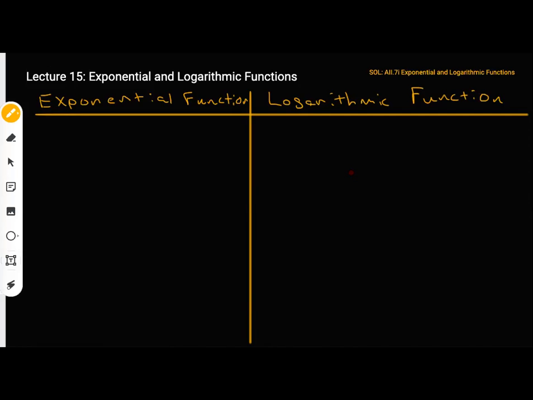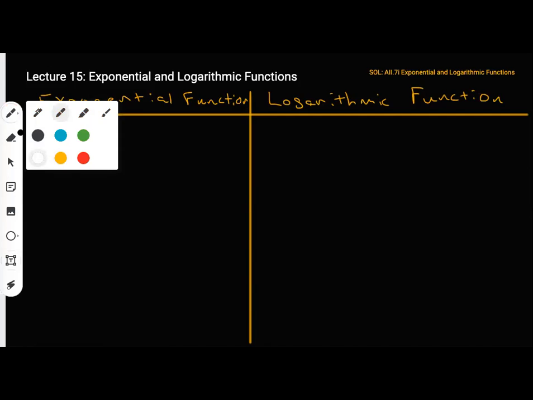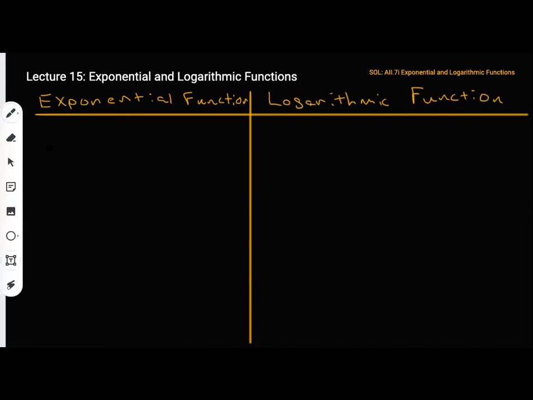Okay, so we're going to do our exponential function on the left side, and we're going to graph our logarithmic function on the right side. And here are the two functions that we're going to be graphing today. We're going to have f of x is equal to 2 to the x power. So our base is going to be 2. We're going to keep it really simple today. And on the other side, we're going to be graphing g of x.